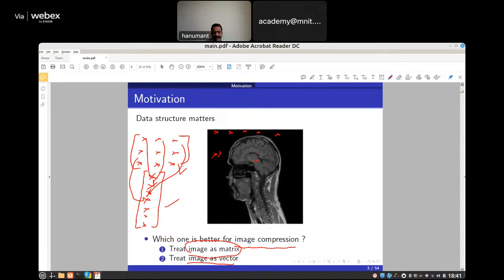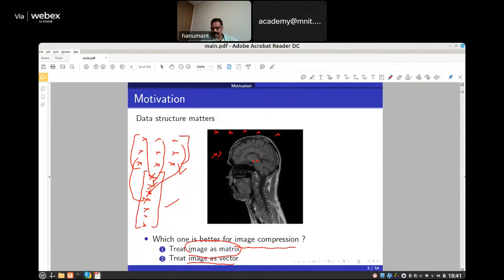Anyway, just think about it. Will you treat this data matrix or this image as a matrix or a vector? Please remember that there is no loss of information at present. The same data points are available here and here. Now there is a problem here.